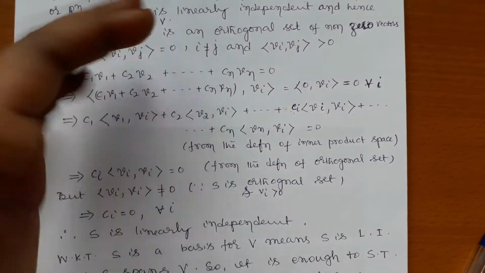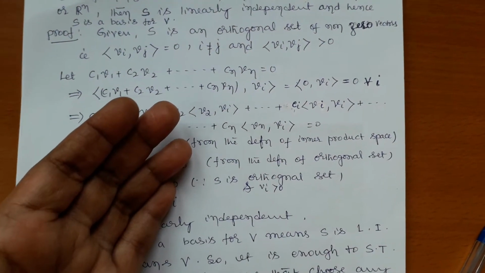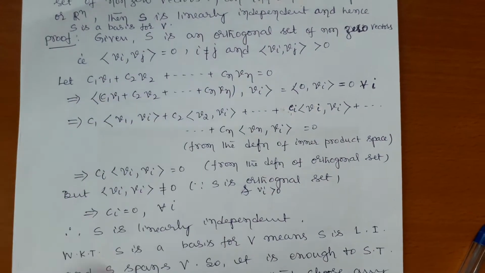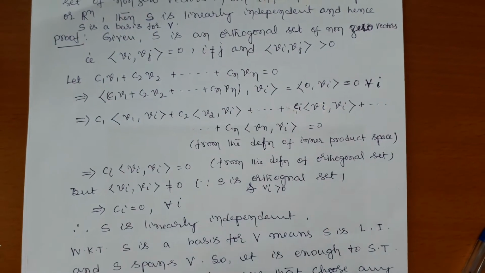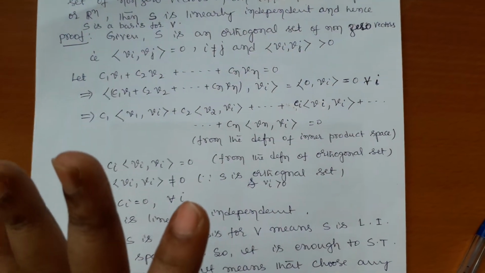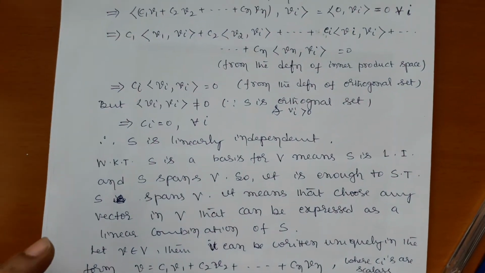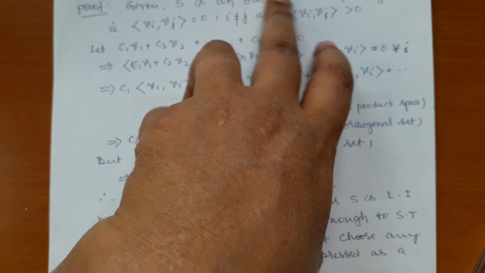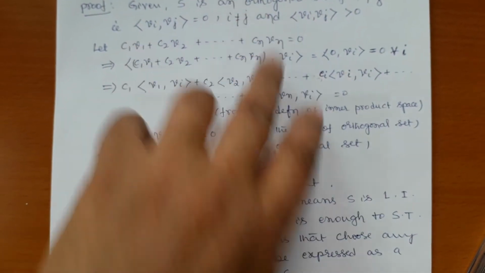How? Because just now I proved that whenever the given set is an orthogonal set from any inner product vector space, and these vectors are non-zero vectors, then clearly we can write that these vectors are linearly independent. Next, hence S is a basis, S is a basis for V.